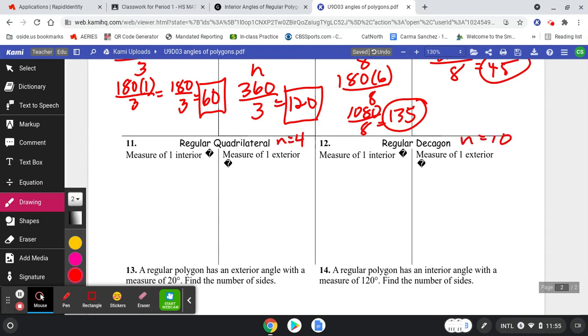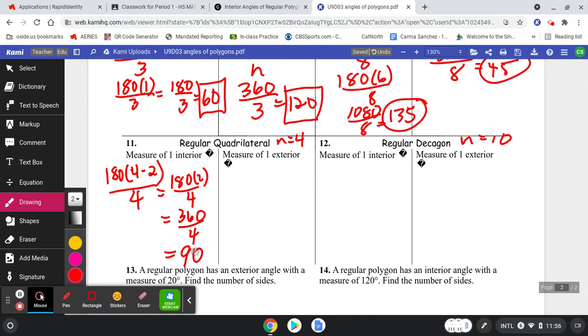Okay, quadrilateral, that's a 4-sided figure. Decagon, it's a 10-sided figure. Let's finish these last two. Remember to pause these movies and try these on your own. 180 times (4 minus 2) over 4. It's 180 times 2, or 360 divided by 4. That's telling me the interior angle is a 90-degree angle. Didn't I already know that for a quadrilateral? I probably did. If that's 90, what's 90 plus what equals 180? Well, I can already see it coming. Did you guess it? Both the interior and exterior of a quad are 90.